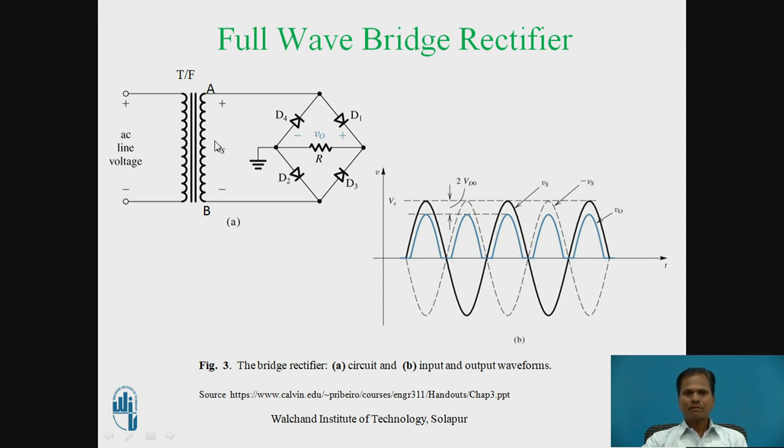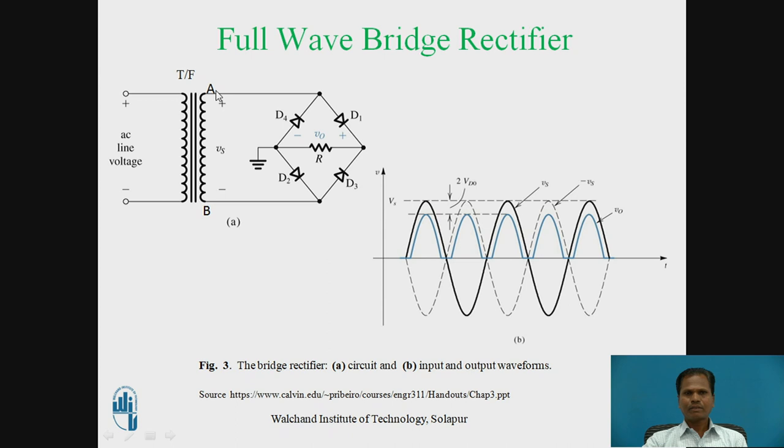Consider a positive half cycle of input AC voltage signal. The point A is at positive potential with respect to point B. So diode D1 and D2 are forward biased, and diode D3 and D4 are reverse biased. So current flows through secondary of transformer through diode D1, through load resistor R, and through diode D2, and returns to secondary of transformer.